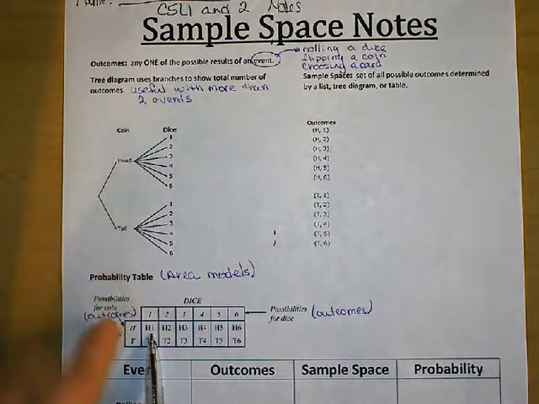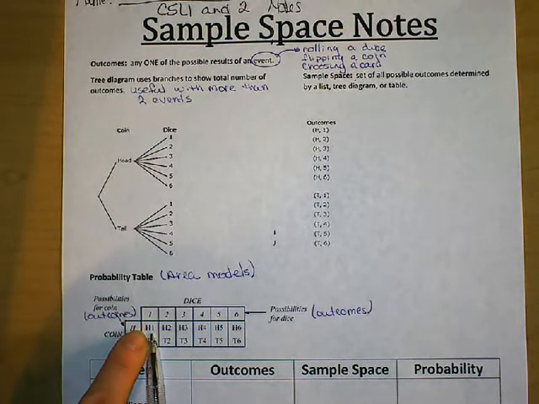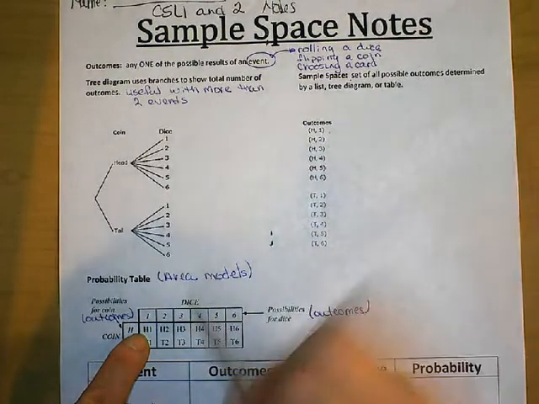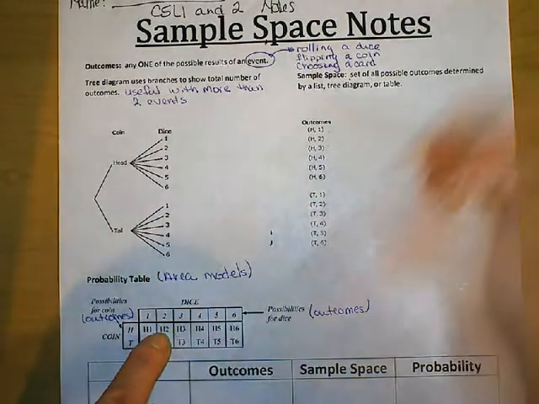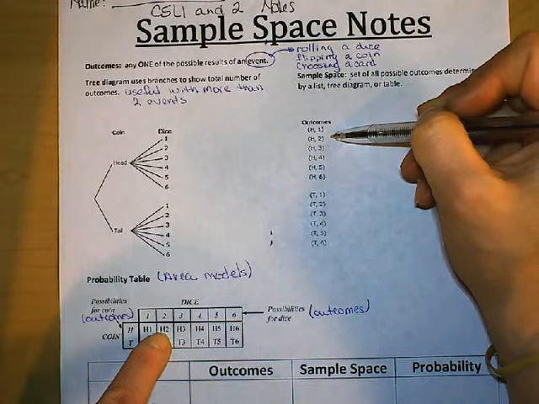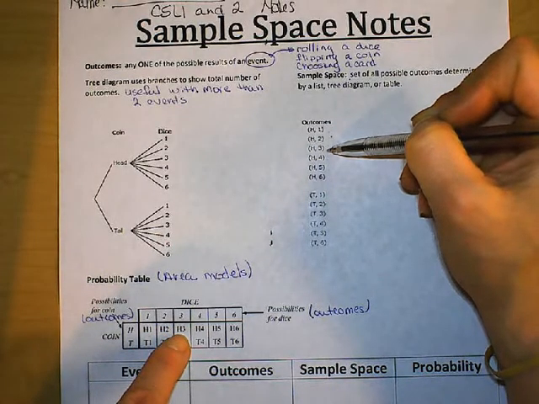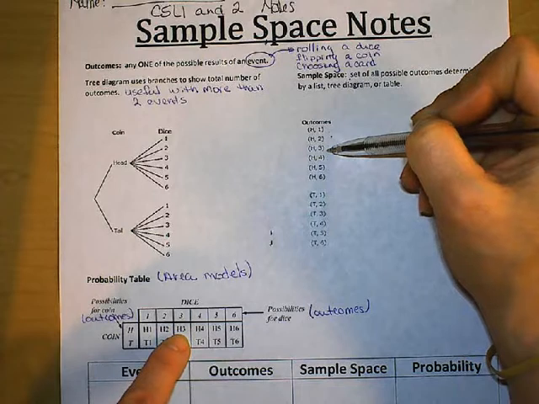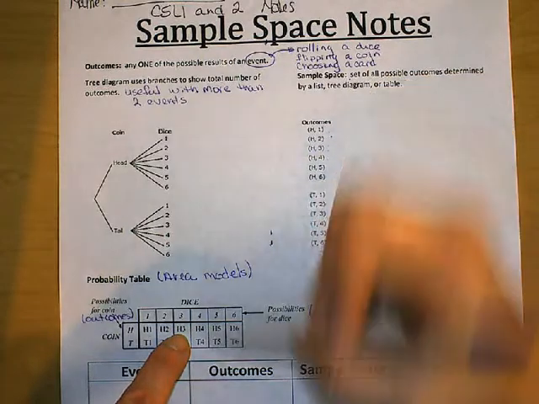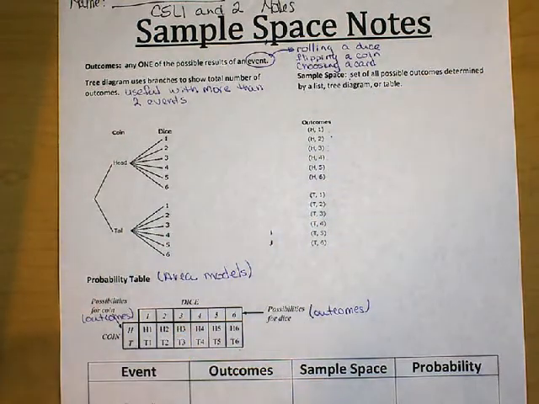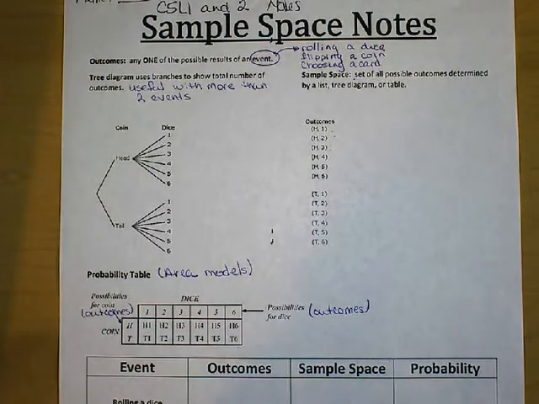You will also see the sample space down here in your probability table. You have heads 1 in your sample space, heads 2 in your sample space, heads 3 in your sample space. So you can see how we will use tree diagrams and probability tables to create our sample space. Are there any questions about creating sample space at this time?